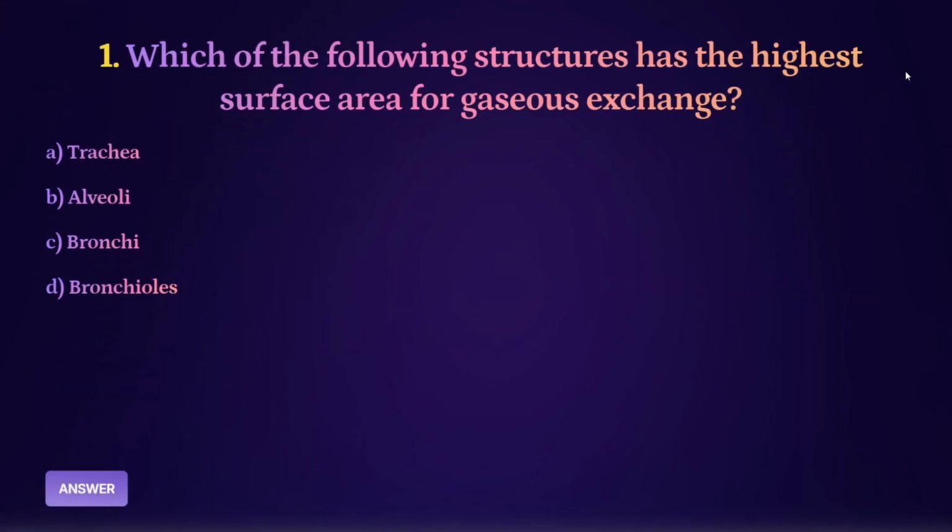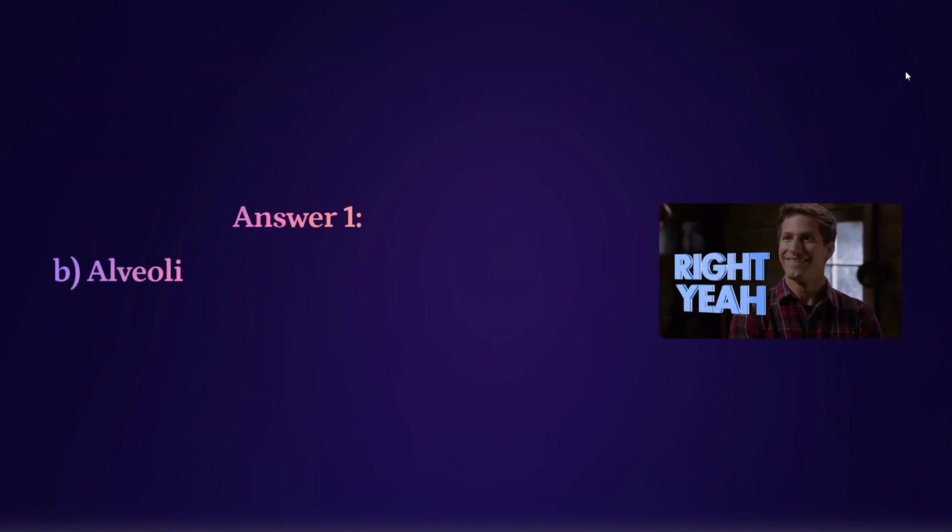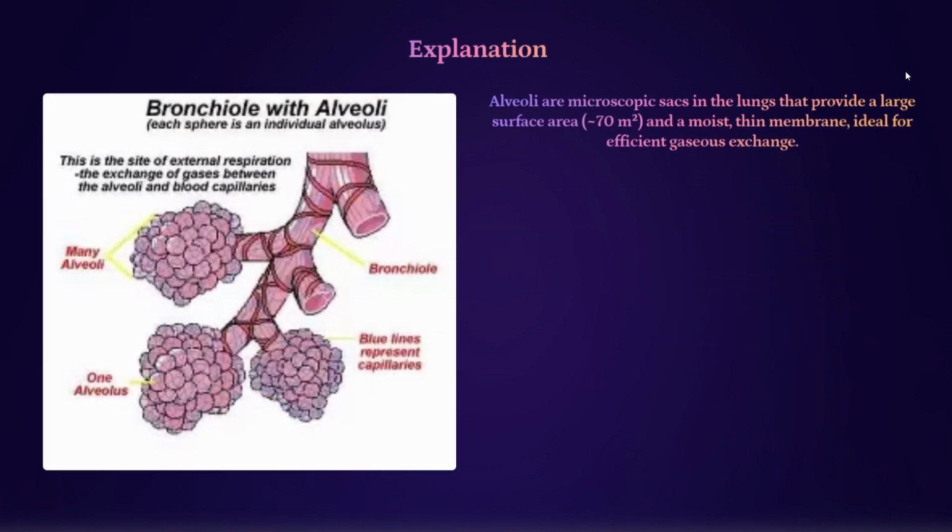Question number 1 is, which of the following structures has the highest surface area for gaseous exchange? The options are A. Trachea, B. Alveoli, C. Bronchi or D. Bronchioles. The structure with the highest surface area is alveoli. Alveoli are microscopic sacs in the lungs that provide a large surface area of approximately 70 meters square and a moist, thin membrane which is ideal for efficient gas exchange.